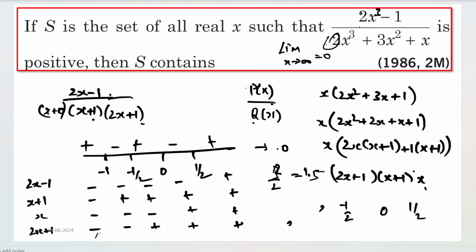Okay, and when the denominator's highest order is greater than this one, then obviously the limit is 0. The limit when x tends to infinity is 0. So the graph, whatever you do, it will finally approach 0 on both sides, whether it approaches from positive or negative, whatever.